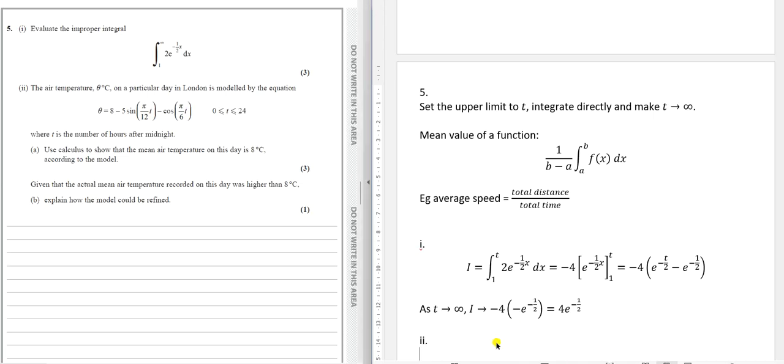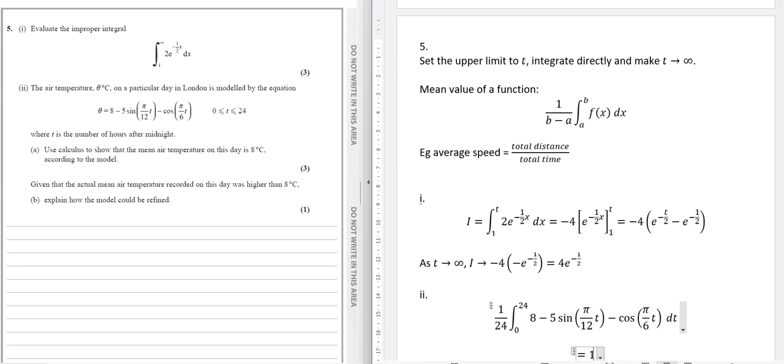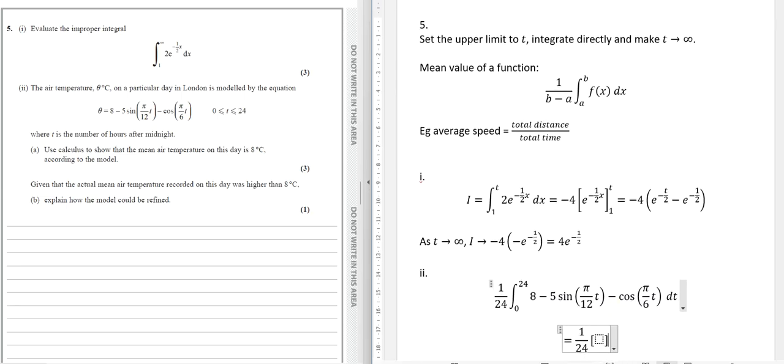I'm going to carry on because I'm familiar with this. I know where this is going. The mean value of the function, they want me to evaluate this. So I'm going to write out what my integral would need to be. 1 over 24, because I'm going to be integrating over the whole 24 hours. What I'm integrating is 8 minus 5 sine pi by 12t minus cos pi by 6t dt. And I'm not too worried by this because everything in that integral looks pretty straightforward.